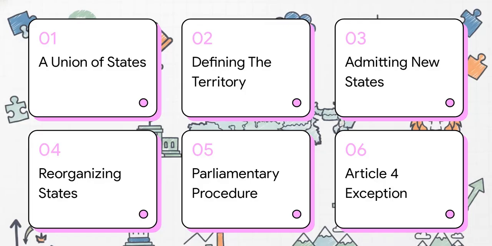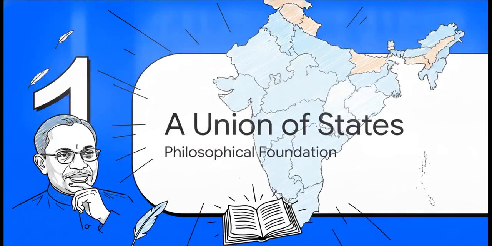To make this explainer as highly efficient as possible for your exams, here is our blueprint for today. We'll cover 1. A union of states. 2. Defining the territory. 3. Admitting new states. 4. Reorganizing states. 5. The parliamentary procedure. And finally, 6. The Article 4 exception. All right, let's jump straight into Section 1, a union of states, the philosophical foundation.